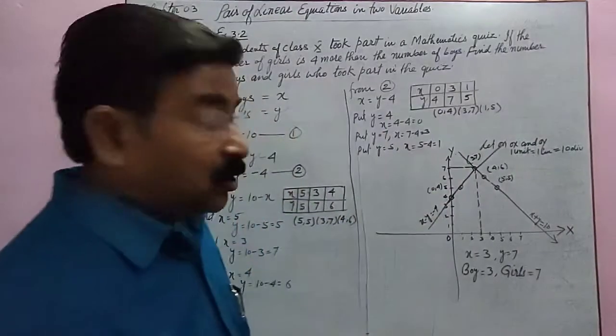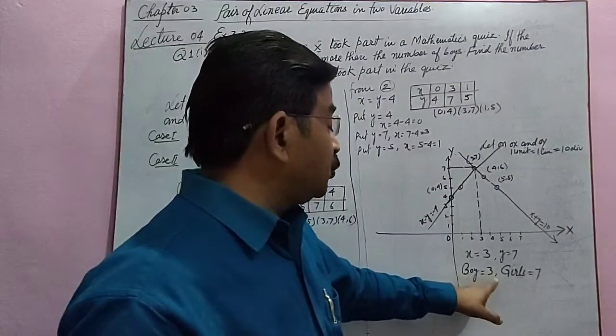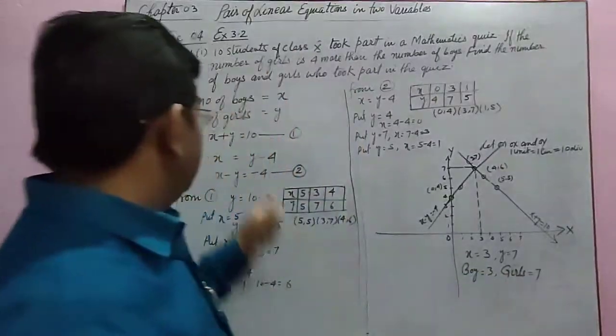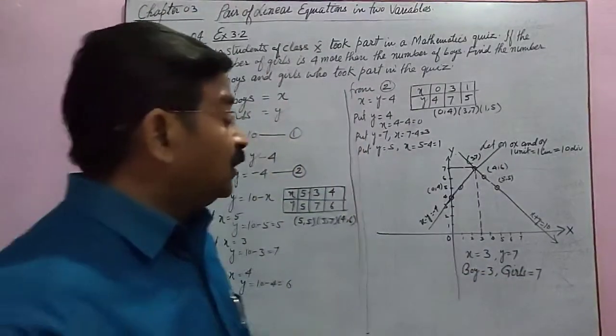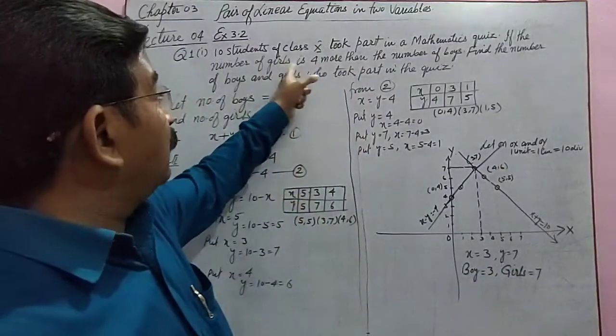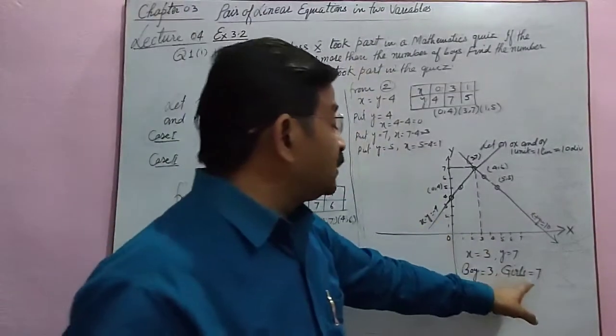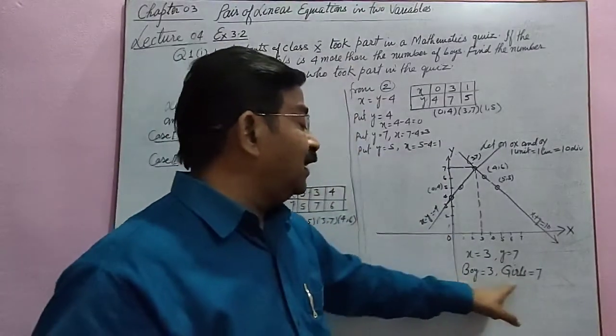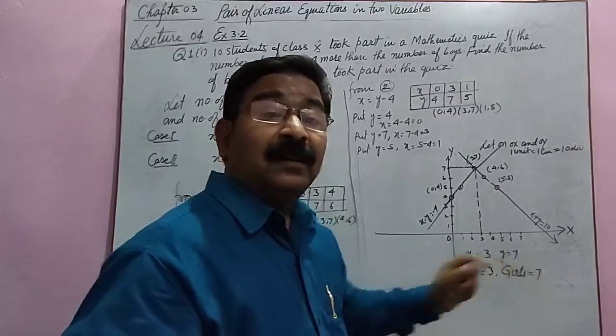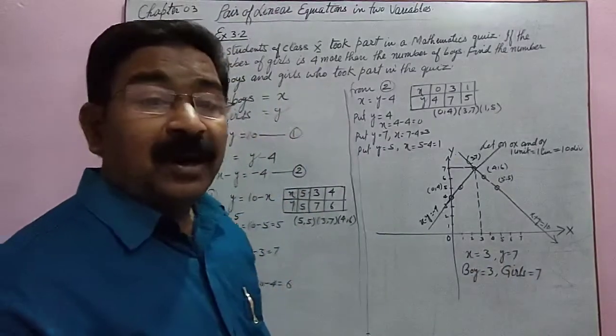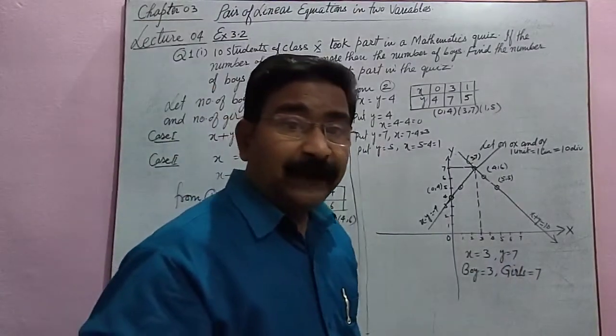You can check the answer also. Total number of students 3 plus 7 is 10. In the first equation it is correct. Now given that the number of girls is 4 more, so girls are 7, boys are 3, girls are 4 more than boys. It means your answer is correct. Is it okay?